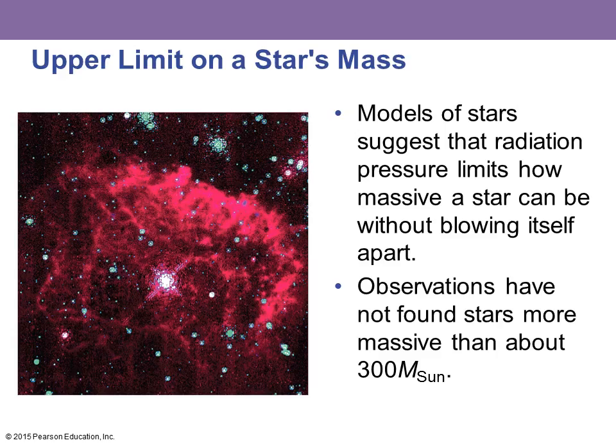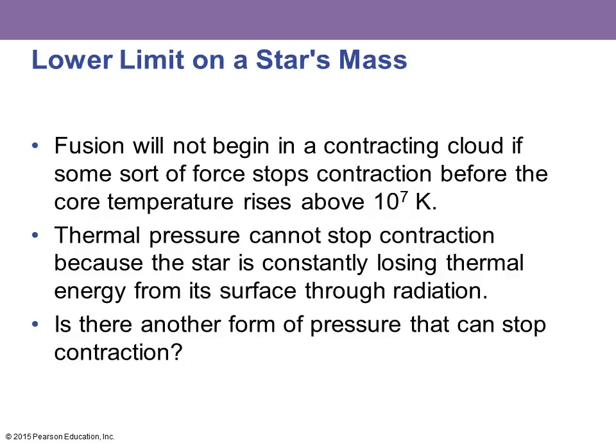So what's the upper limit? Well, there's radiation pressure that's of course pushing energy and particles outward. There's gravity pulling it all together. But observations haven't found any stars more massive than about 300 solar masses. That would be the largest. So fusion won't begin in a cloud if some sort of force stops contraction before it reaches about 10 million Kelvin. That's 10 to the 7th. Thermal pressure can't stop contraction because the star is constantly losing heat energy from its surface.